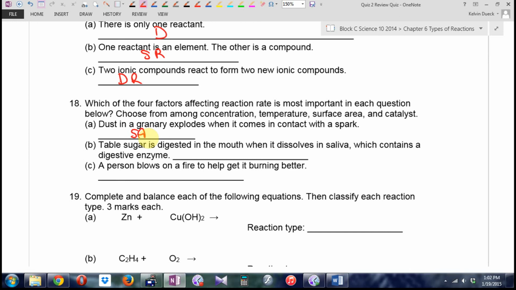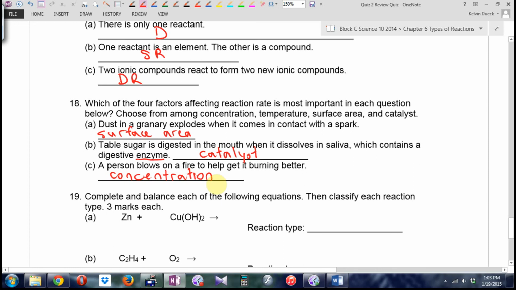Table sugar is digested in the mouth when it divides in saliva, which contains a digestive. You know what an enzyme is? It's a catalyst. Surface area. You want me to write it out? Surface area. Why does blowing on a fire help it to burn hotter? Yeah, you're adding oxygen. You're increasing the concentration. So 1 mark for each of those.